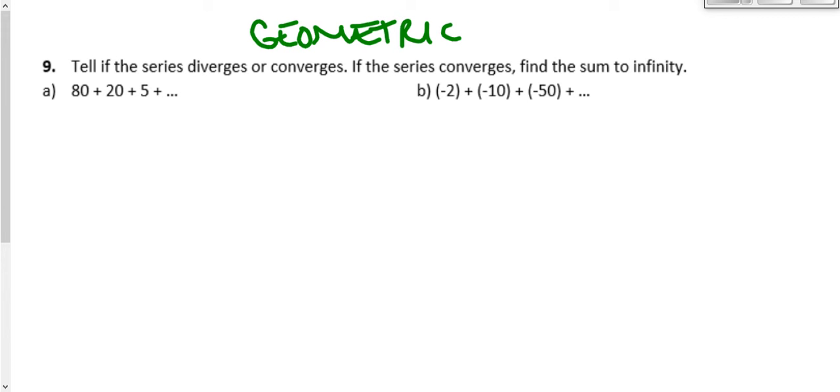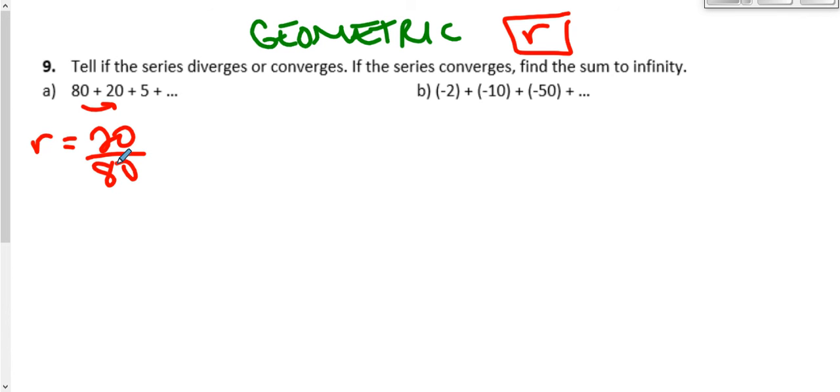So let's take a look at this first series right over here, 80 plus 20 plus 5. Let's see what the pattern is. This is automatically geometric, which means I know I'm going to have an r value, so I don't even have to try adding and subtracting. We need to find the value that we multiply by here. So r is going to equal whatever we get when we take the number from our sequence and divide it by the one that came before.